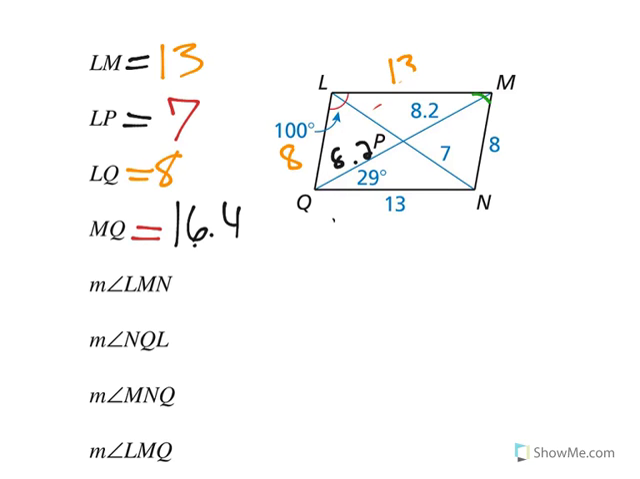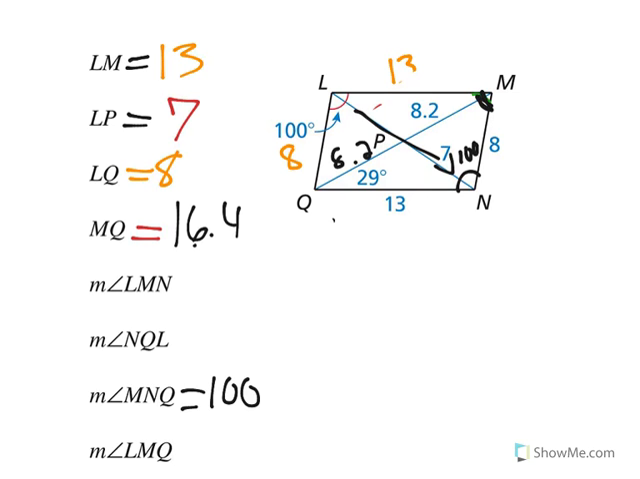Now we get to angle measures. Remember opposite angles are always equal to each other, and consecutive angles are going to be supplementary. So we only need one angle in a parallelogram, and we can solve for all the rest. First we have this angle of QLM. It tells us QLM is 100 degrees. So that means opposite of it is also going to be 100. Let's try to find this one. We have MNQ, which is down here, so I'm going to write in that it's 100.